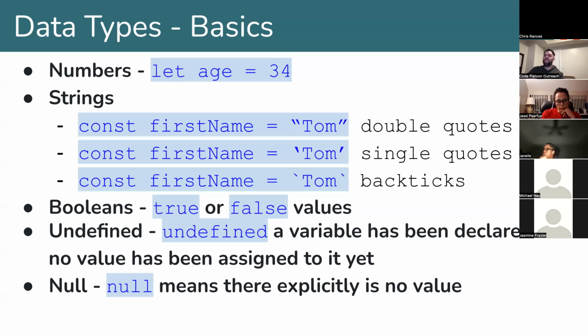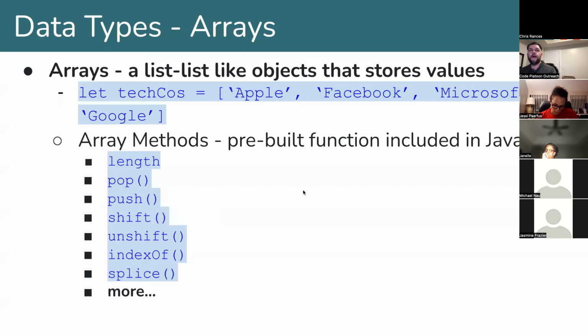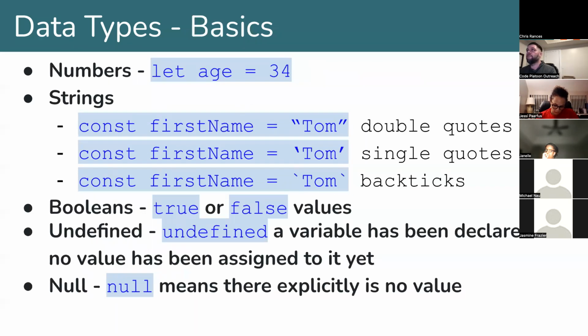Undefined: a variable has been declared, but no value has been assigned to it yet. And null means there is explicitly no value. These two things are not the same. They look the same, but it's a different concept. Let's go ahead and hop into the REPL again here.